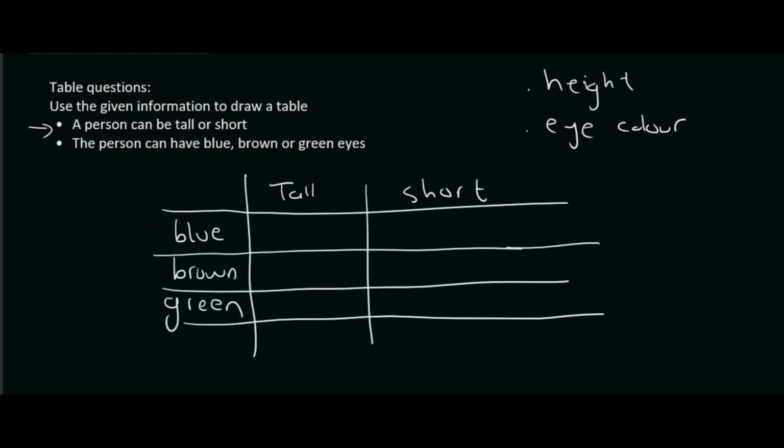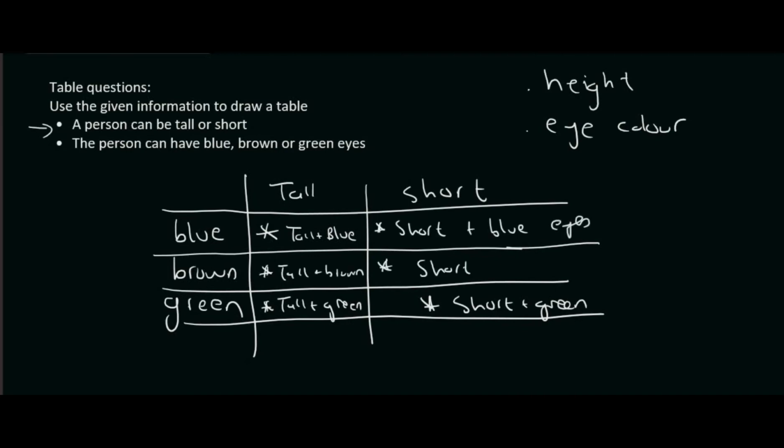So for example, the person over here is tall with blue eyes. Okay, so tall plus blue eyes. A person over here is short and has green eyes. A person over here is tall plus green eyes. Over here is tall plus brown. You see how easy this is? Over here, it's a short person plus blue eyes. And over here, it's a short person plus brown eyes.